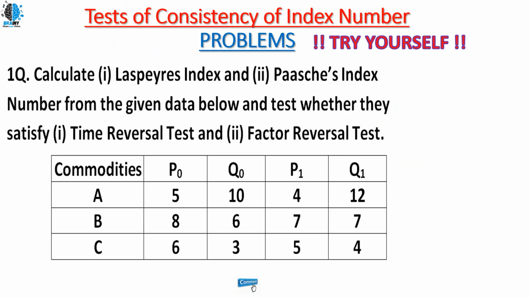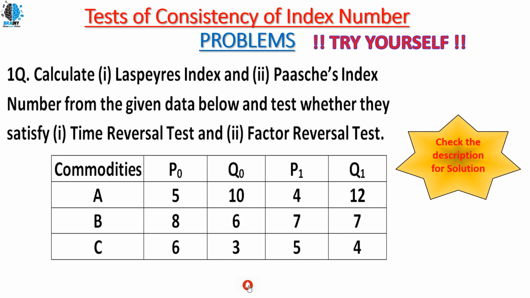Here is another example problem which you have to try on your own. The data is on your screen, wherein you have to find the Laspeyres-Paasche method, as well as check whether the given data satisfy the time reversal test and factor reversal test. After solving the problem, just verify whatever values you get with the values which I have mentioned in the description. So in the description, check the solution, the final values of this problem.